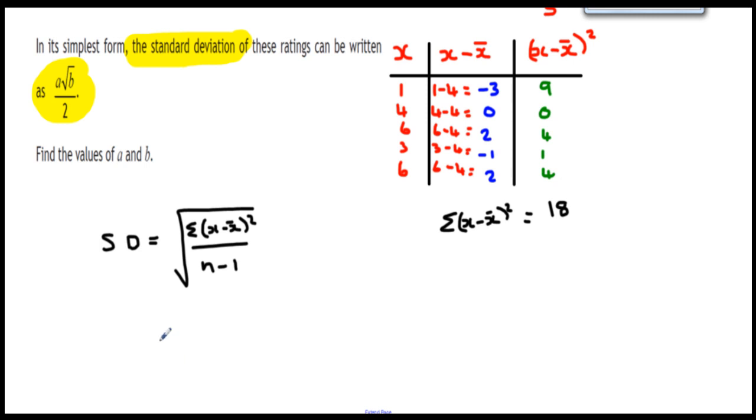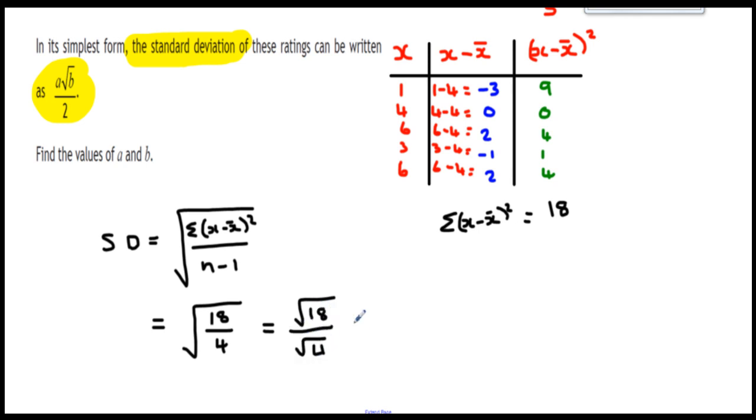So it's the square root of 18, and the number of numbers was 5, so that's going to be divided by 4. Now at this stage you can split that root sign, so it's the same as the square root of 18 and the square root of 4. Now we know the square root of 4 is 2, so I'll write that in just now.